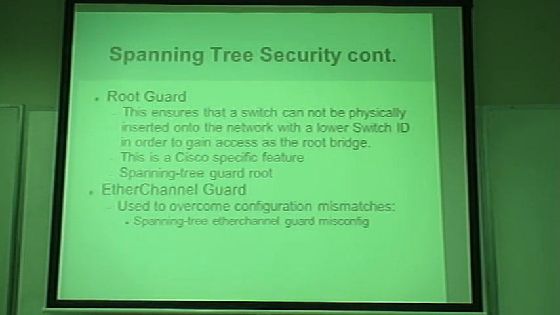Distribution, core, access. In a perfect Cisco world, this will be a 6500 series switch, maybe a Nexus 7000. This will be a 4500 or a Nexus 5000. And these will typically be 3500 or 3600s or Nexus 1000.